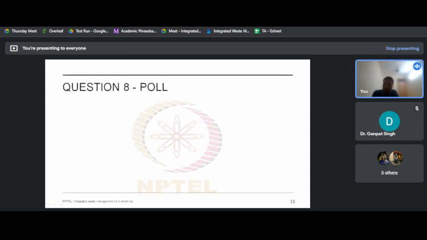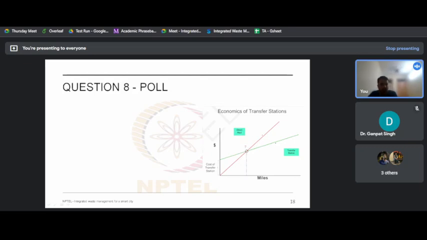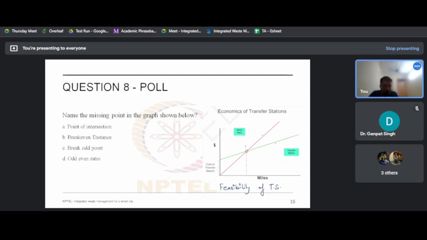So the next question is a poll. That is question number 8. Here we have been given the figure for checking the feasibility of transfer stations. Name the missing point in the graph given below: point of intersection, break-even distance, breakout point, and odd-even ratio. So what is the missing point here?